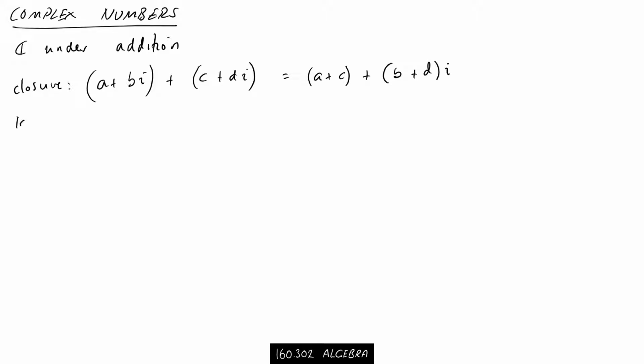Okay, so the identity is 0, because if I add 0 to any complex number, I get it back. What about inverse?